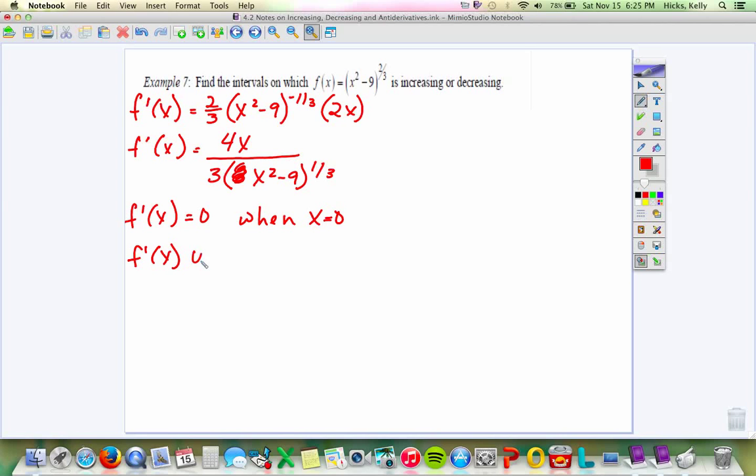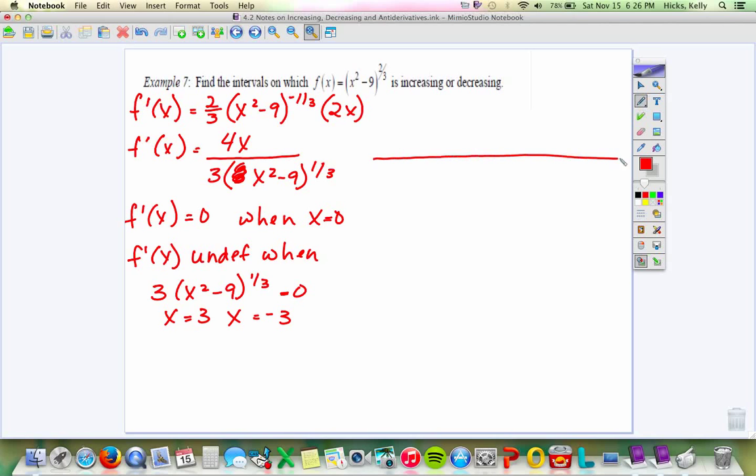Now, when is your derivative undefined? Well, f prime of x is undefined when that denominator is equal to 0. When is that denominator equal to 0? Well, that happens when x is equal to 3 or when x is equal to negative 3. Okay, so far we have 3 critical points. We have x equals 0, 3, and negative 3. Now, we need to put those on a sign chart and determine where our function is increasing or decreasing based on when the derivative is positive or negative.